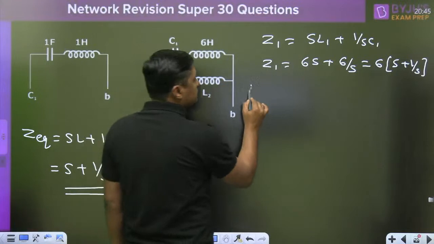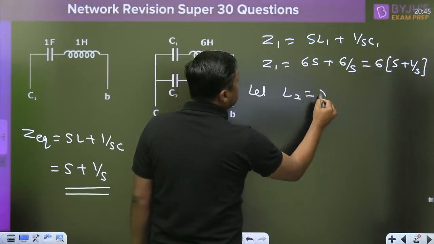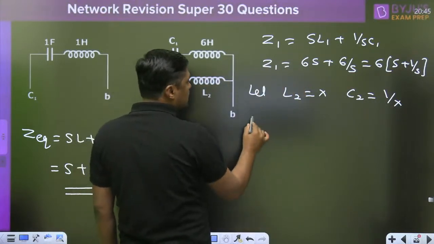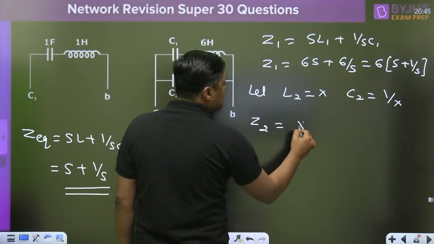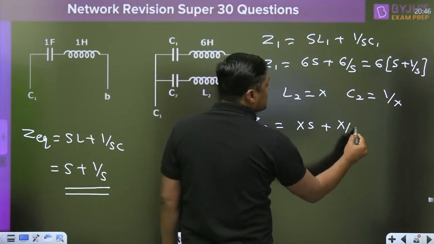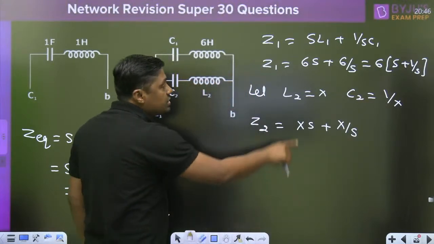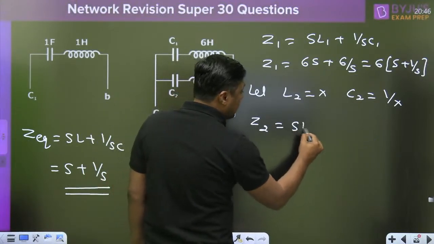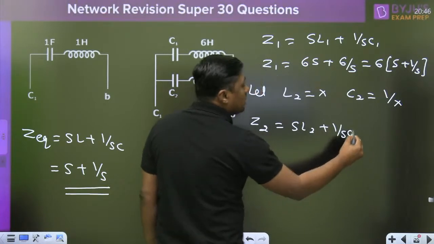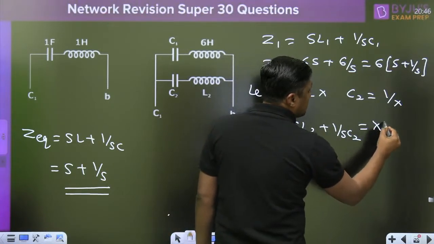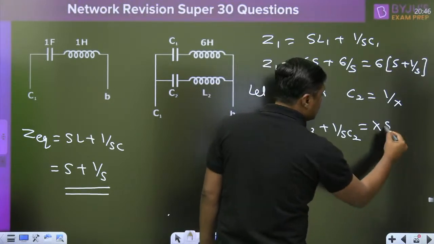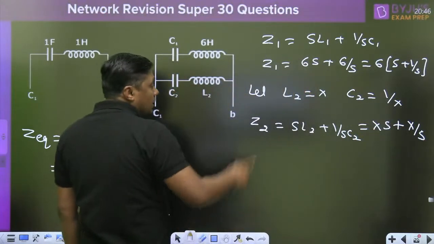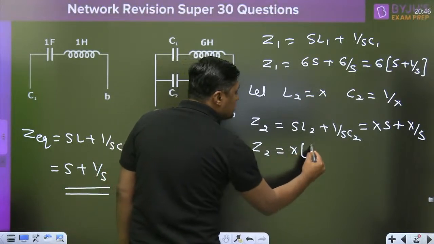Let L2 is equal to X. So C2 will become 1 by X. What is the Z2 will become? SL2 plus 1 by SC2. So it will become XS plus X by S, because C2 is 1 by X. Okay, you can take X as a common, S plus 1 by S.